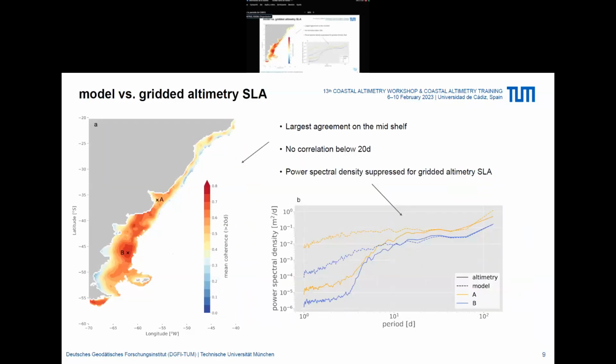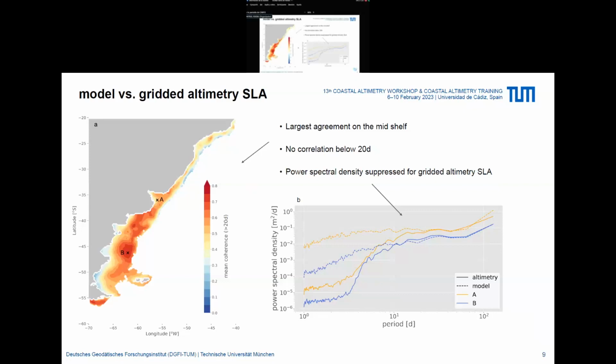When we look again into the comparison of the model and the gridded altimetry, we see their agreement above 20 days. In the south, it's like we would expect: at the coast, we have, of course, a lower agreement, and in the mid-shelf, we have the highest agreement. It's a little bit different in the north, where we have a high agreement at the coast and a lower one at the shelf break. Below 20 days, there is no agreement because the resolution is not sufficient.